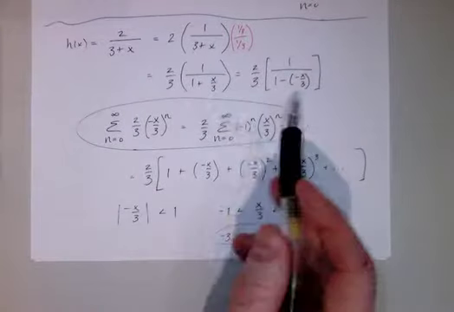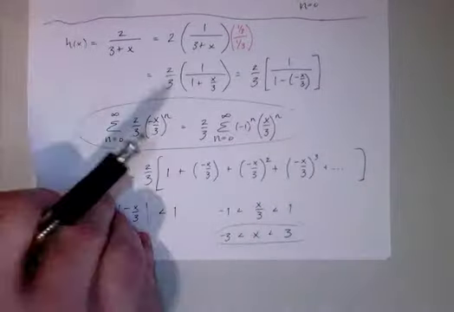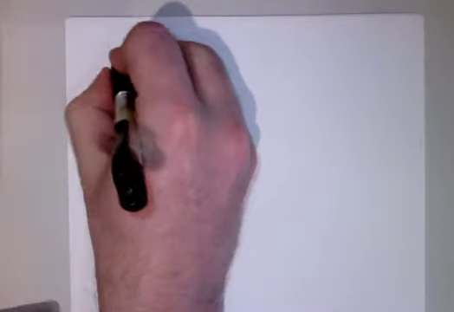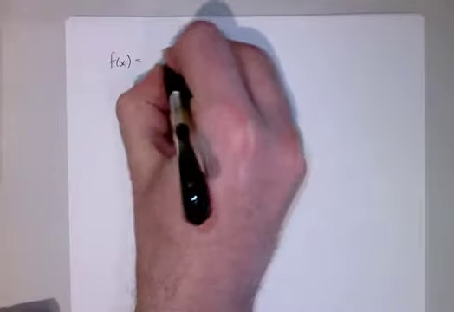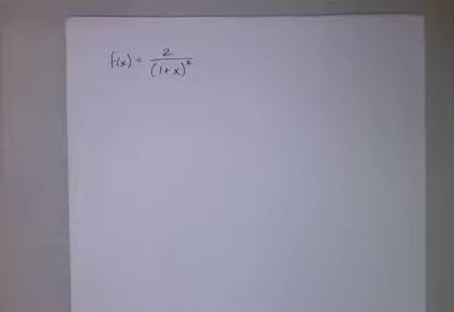Now this was basically just a little bit of moving around terms and factors and stuff like that. Let's go ahead and move on to something a little bit more robust and a little bit more calculus-ish. Let's see if we can figure out how to get at 2 over 1 plus x squared. Now, that is a little bit trickier.